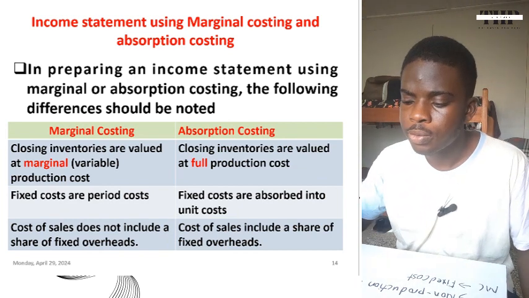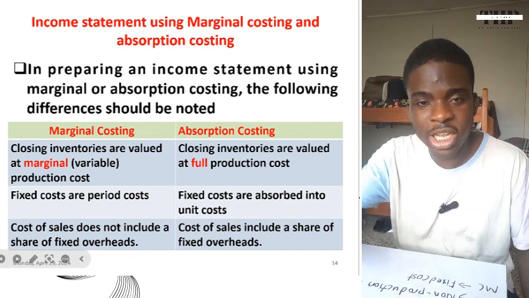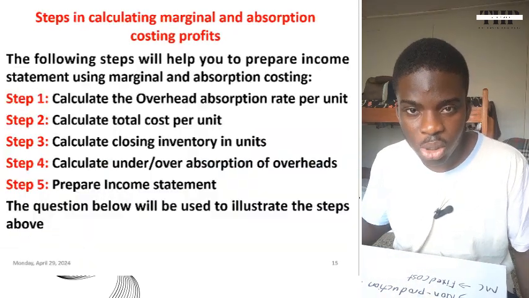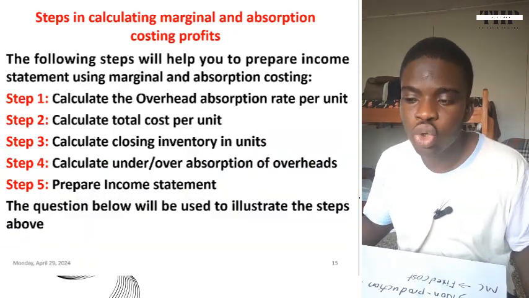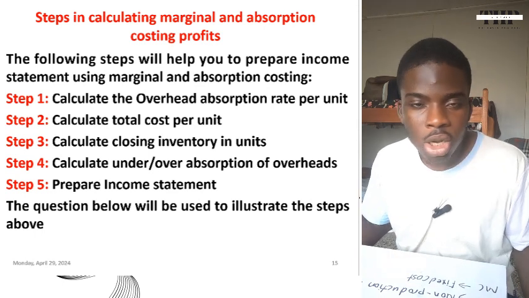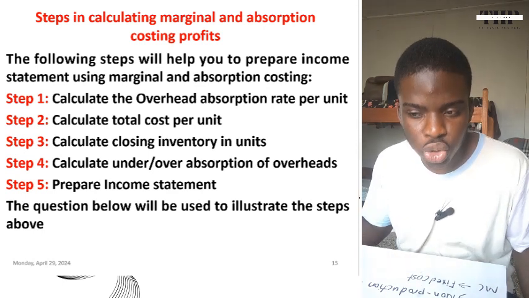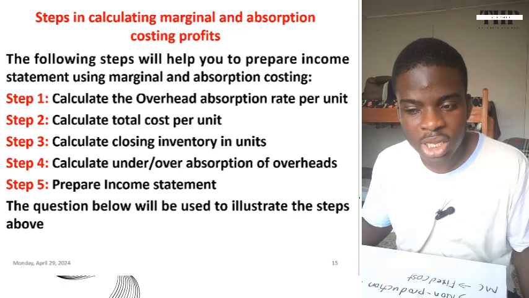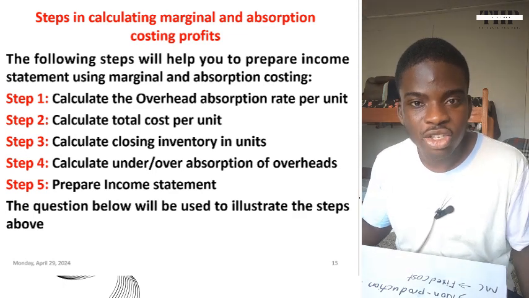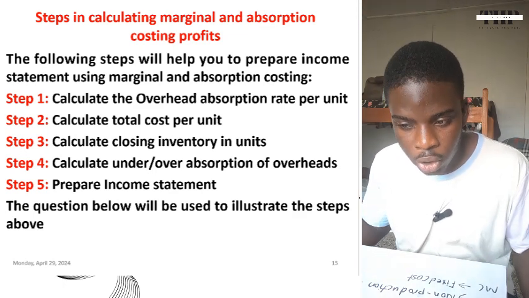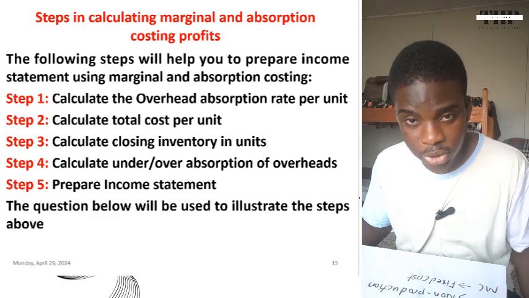Now, moving on. So I was saying the steps. These are the steps involved. When you're given that question, the first thing you do is calculate your overhead absorption rate per unit. The second is to calculate the total cost per unit. The third is to calculate closing inventory in units. Four, you calculate the under or over absorption of overheads.